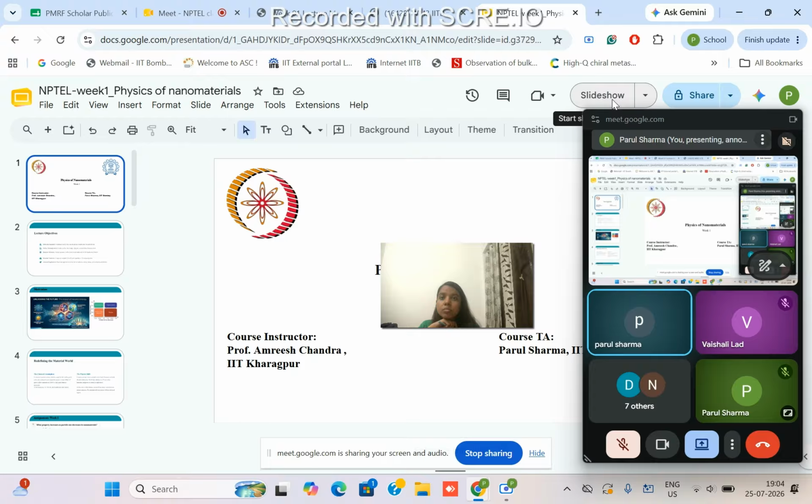Suppose we have bulk gold, it needs very high temperature, greater than 1000 degrees Celsius. Approximately, bulk gold melts at 1064 degrees Celsius. But if we have a 2 nanometer gold nanoparticle, it will melt near 300 degrees Celsius.